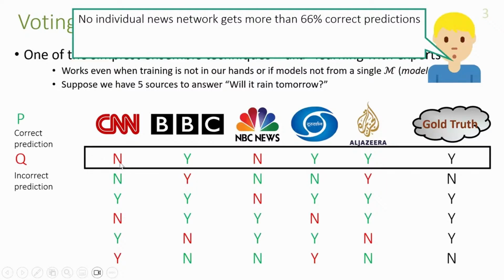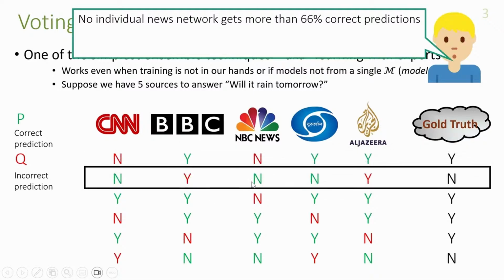So first day, CNN is saying no, BBC is saying yes, this news channel is saying no, yes, yes. So what is the majority vote here? Out of 5, 3 are saying yes. So I will go with the majority and I will say yes, right? So will it rain tomorrow? I will say yes. Ground truth is also yes, right? So my prediction is correct if I am taking the ensemble of all 5 sources, right?